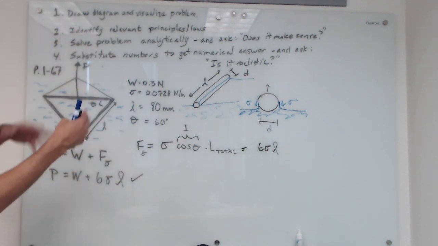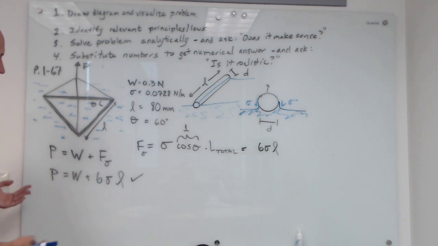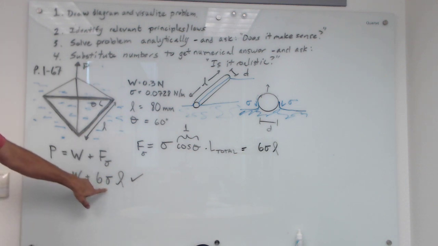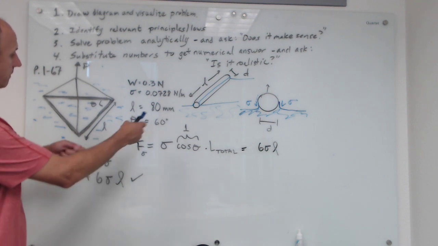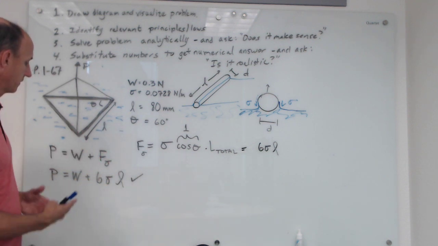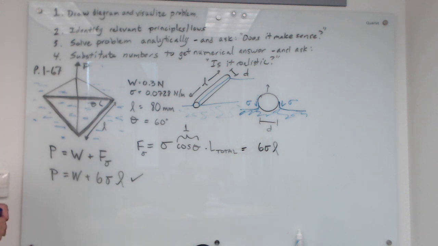So we rearranged those into an expression. Does it make sense? Well, if the surface tension gets higher, the force gets bigger. That makes sense. If the length of all the rods gets longer, the force gets bigger. So that is a model that makes sense. Then finally, you can substitute in numbers and get the answer.